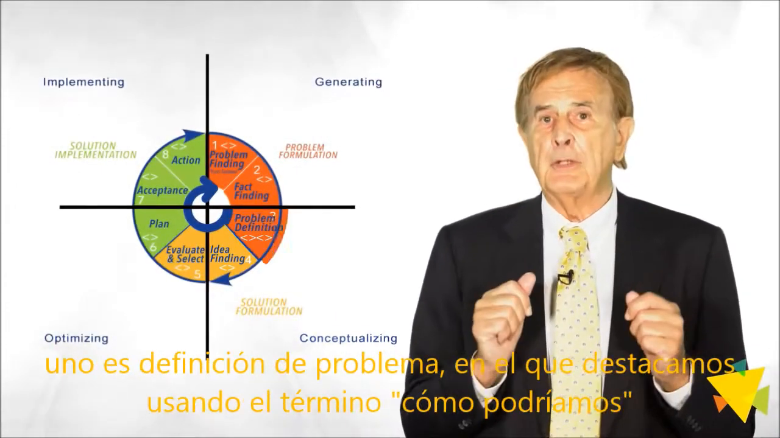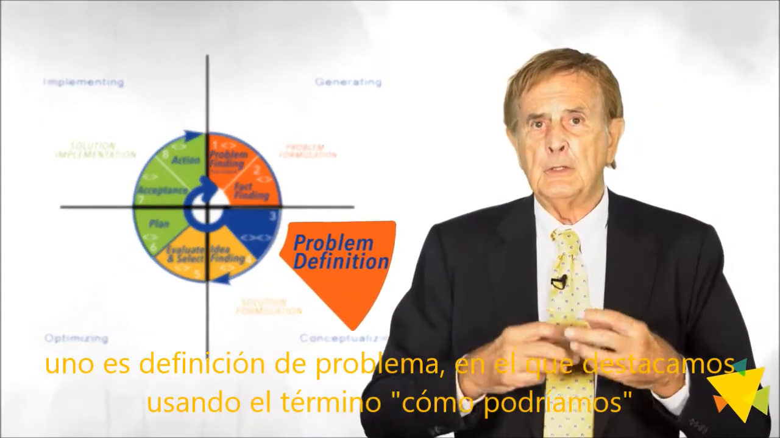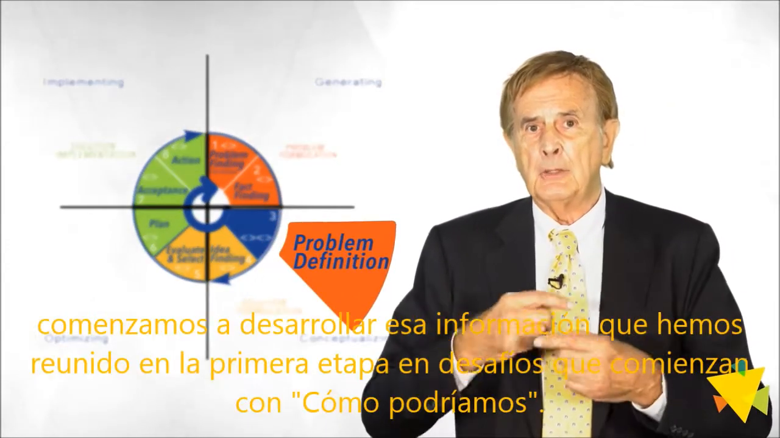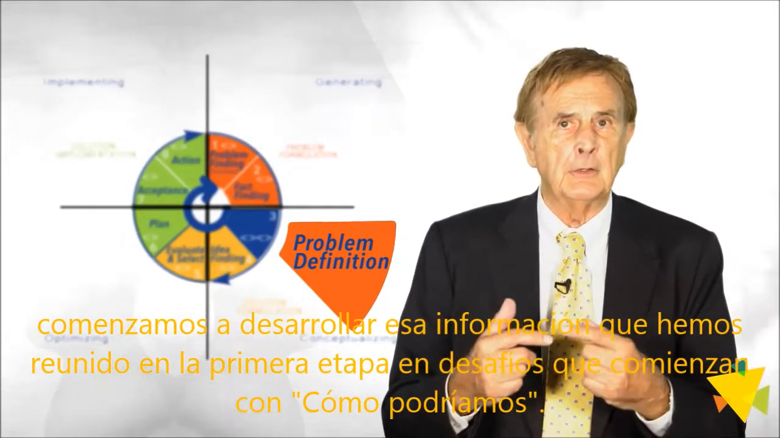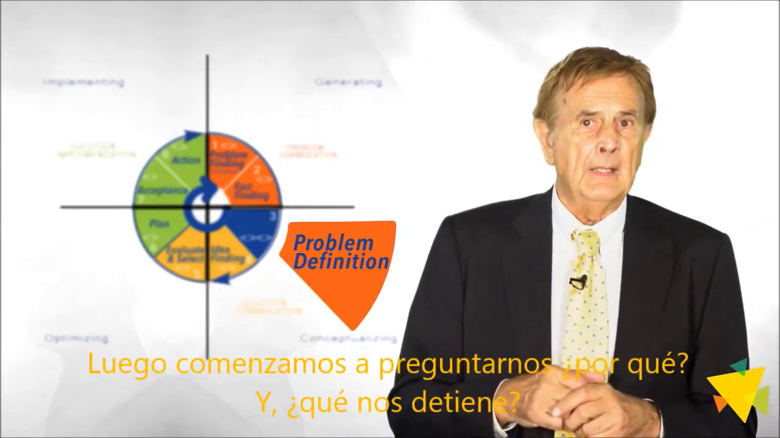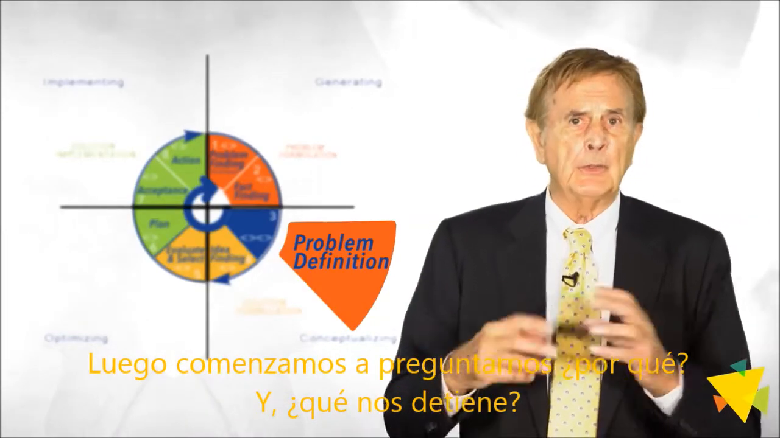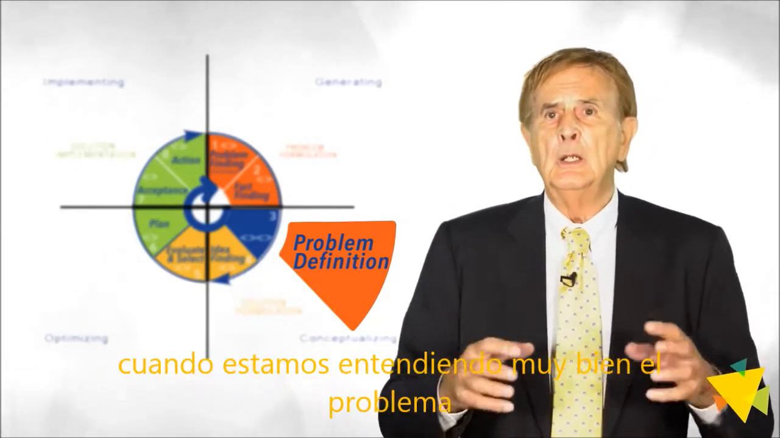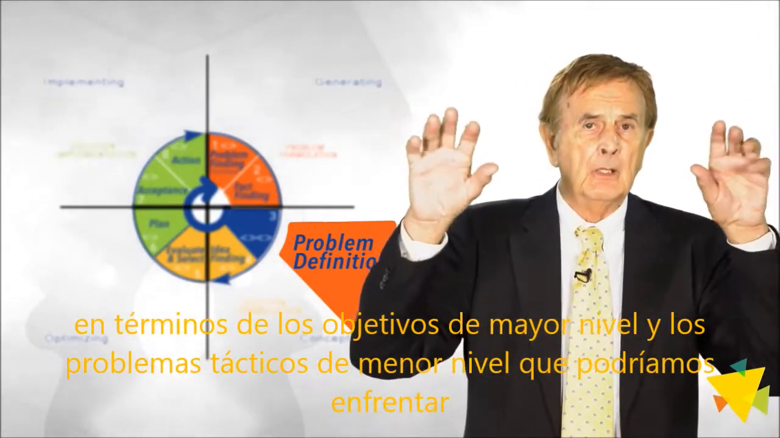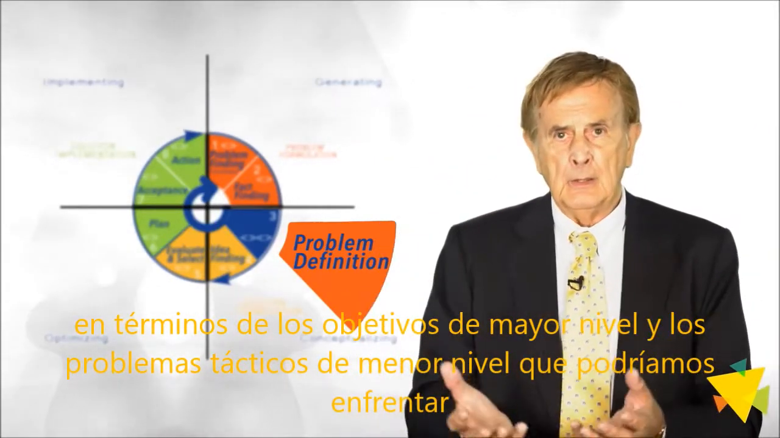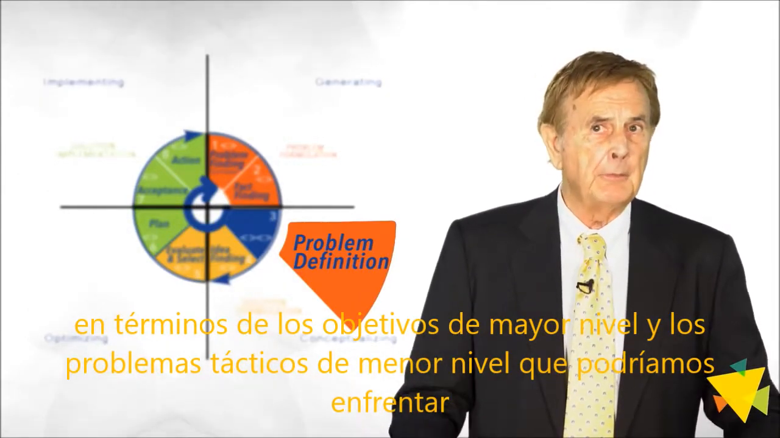One is called problem definition, where we start using the term how might we, and start developing that information we've gathered in the first stage into challenges, starting with how might we. And then we start asking why and what's stopping us, where we're getting into understanding the problem really, really well in terms of the higher level objectives and the lower level tactical problems that might be facing us.